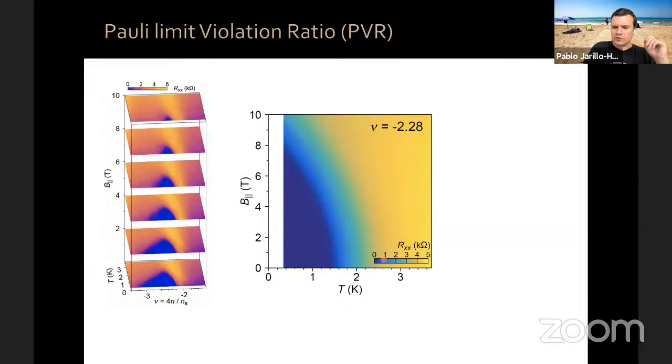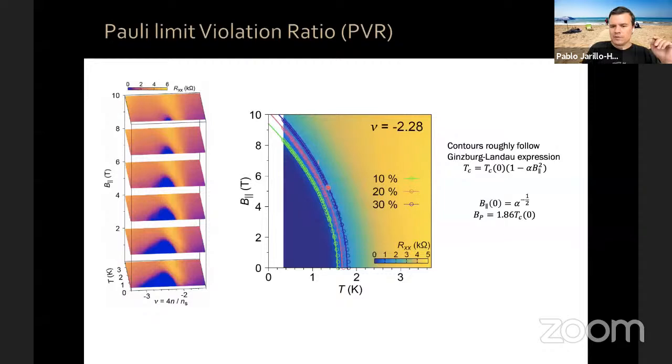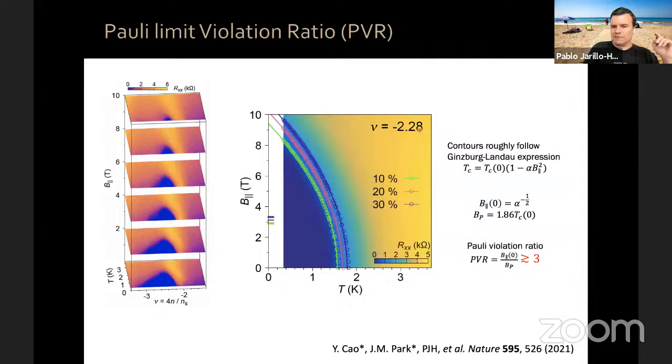Here, dark blue means below, essentially, TBKT or less, so dark blue means zero resistance. We can see this profile. We can take any threshold that we want for TC: 10% of the normal state resistance, 20%, 30%, or TBKT, 50%. They all give the same result. We can see that these contours follow a parabolic Ginzburg-Landau expression, so we can extract the Pauli limits at zero temperature. As you can see, superconductivity survives to much, much higher values than the Pauli limit. In fact, the Pauli violation ratio at this particular filling factor is in excess of a factor of 3.